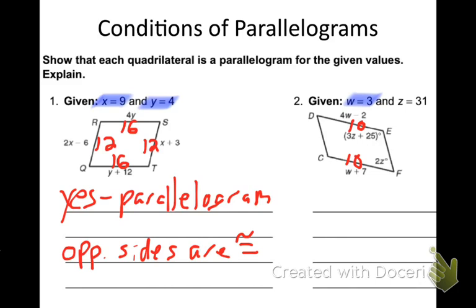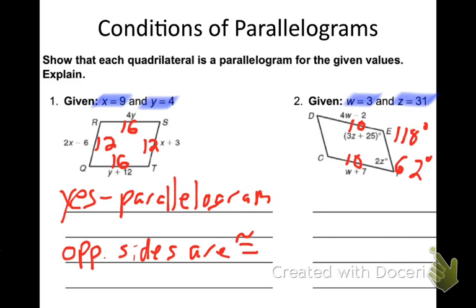Great work. Now what do I have to plug in, Nick? Z. Nice job. Plug in Z equals 31. What do I get for angle? Let's do F first. I guess F's probably the easier one. What's angle F then, Nick? 62 degrees. What's angle E then, Nick? 118 degrees. Now, do those have to be congruent, Nick?